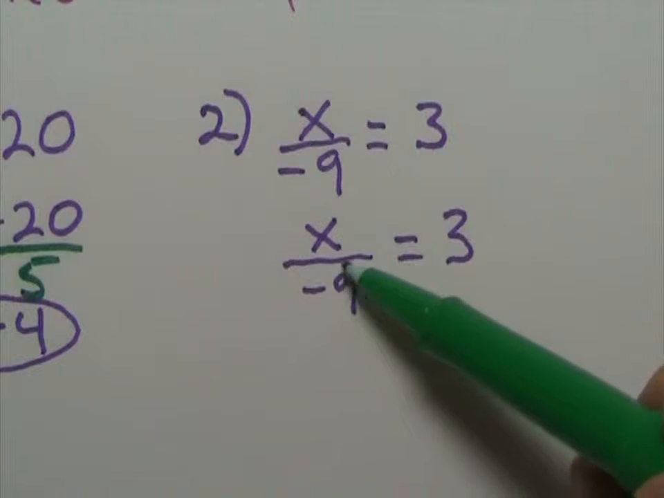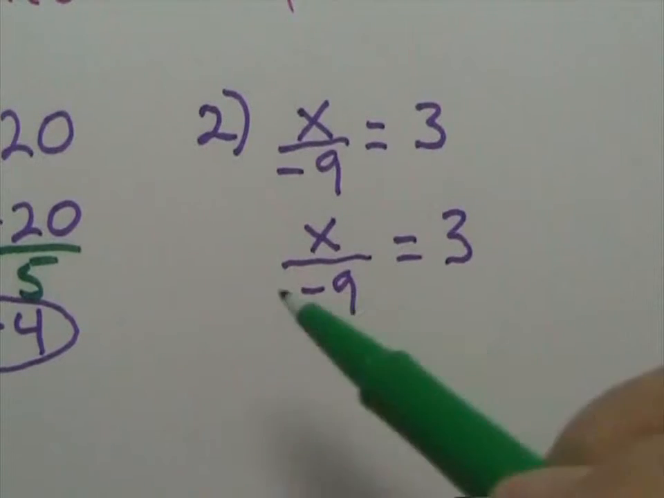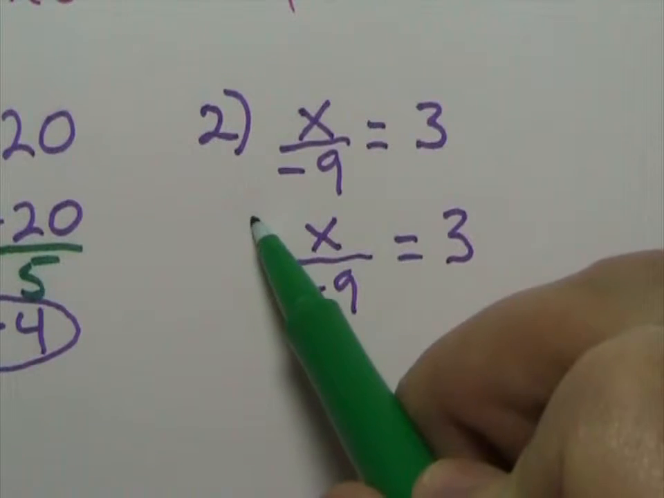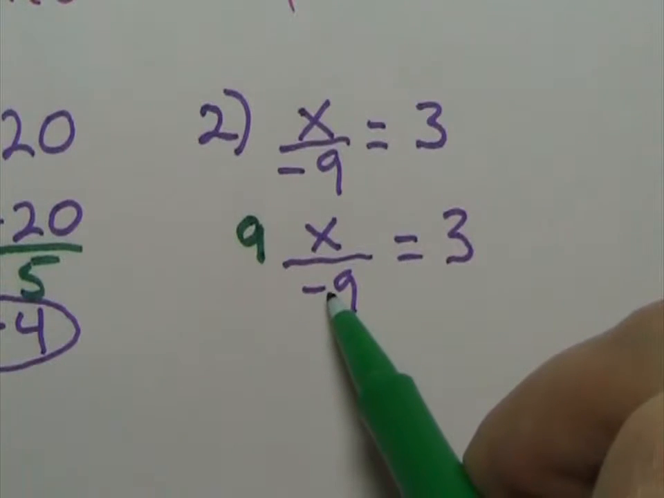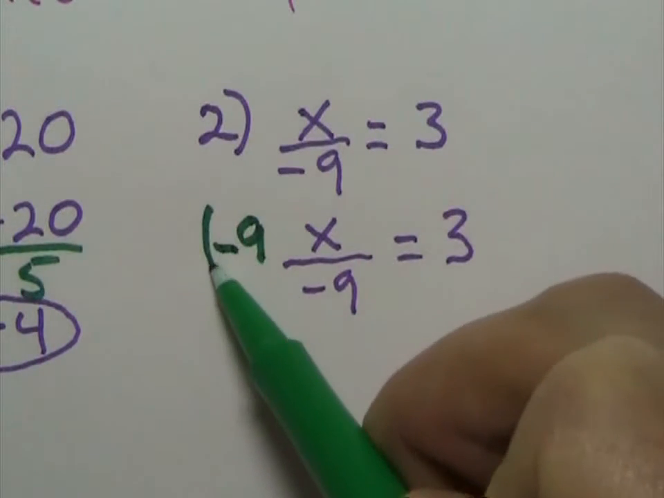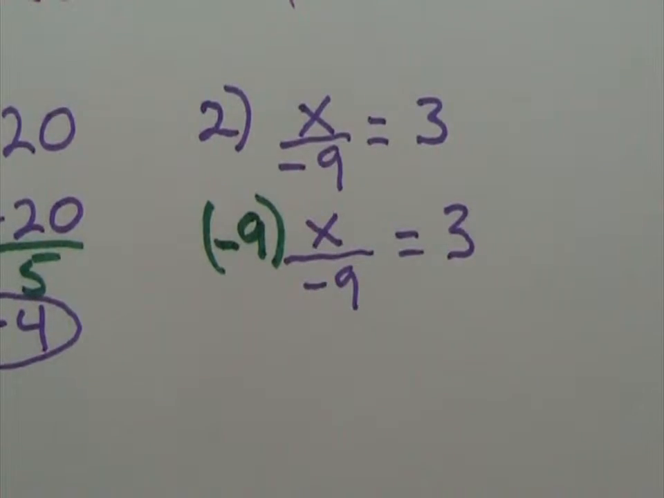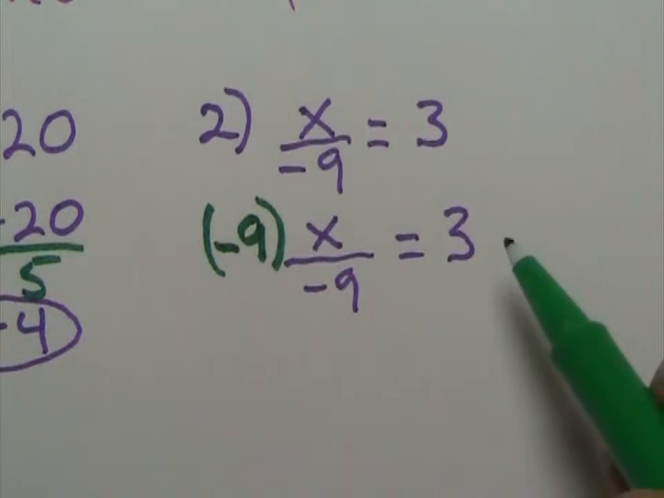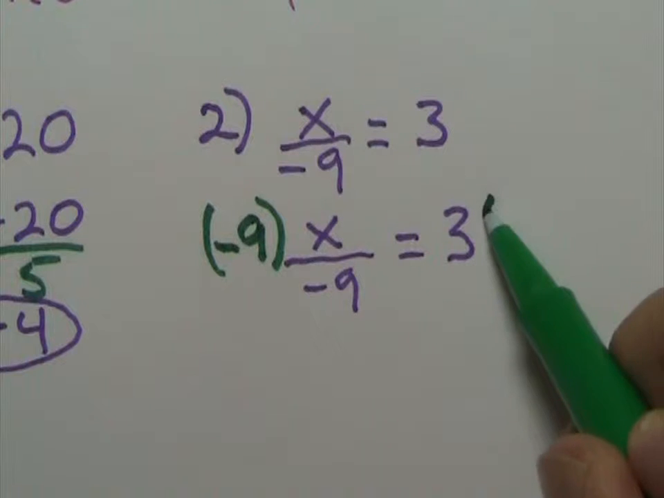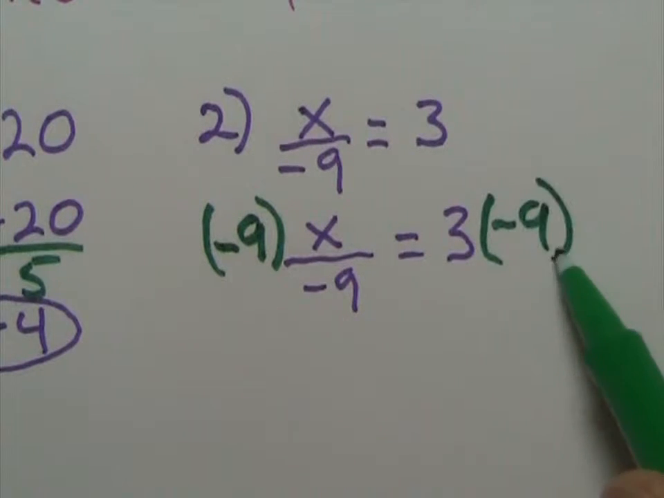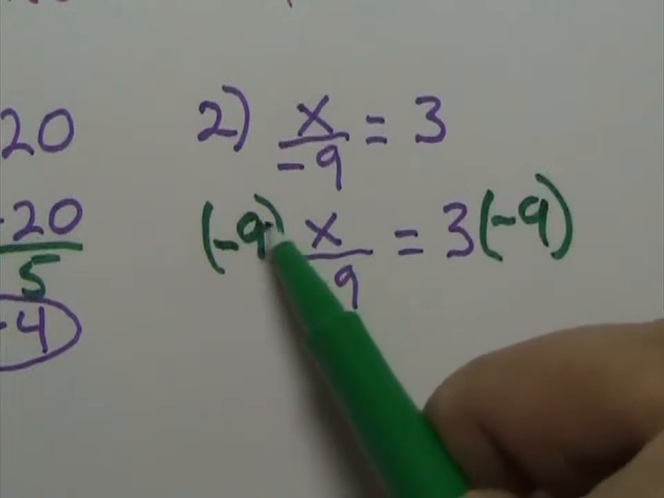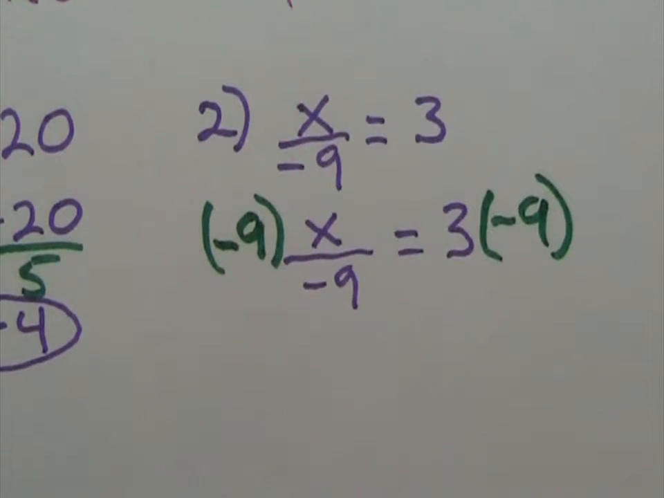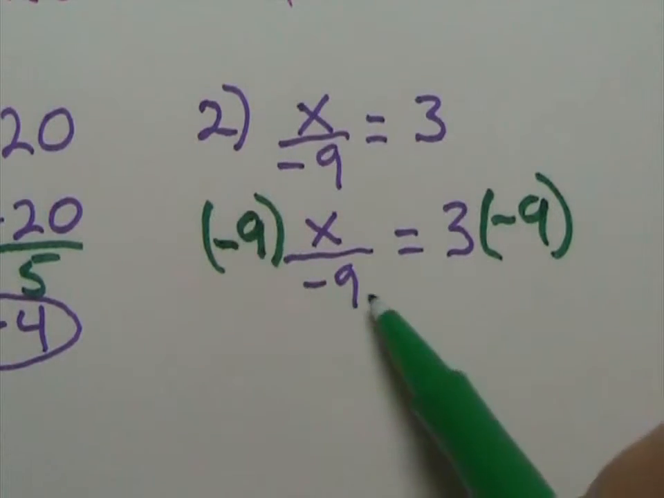The opposite of divide would be to multiply. And I have to multiply by the same number, -9. So I'll just go like that. And if I'm going to multiply this side by -9, I need to multiply this side by -9. So I'm doing the opposite of divide. I'm multiplying both sides. Okay, so these will cancel right here.